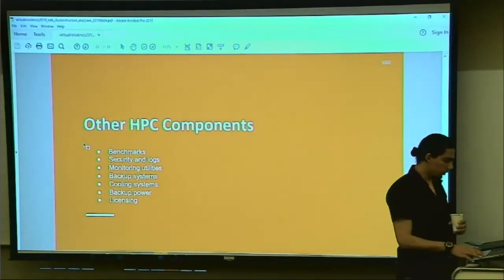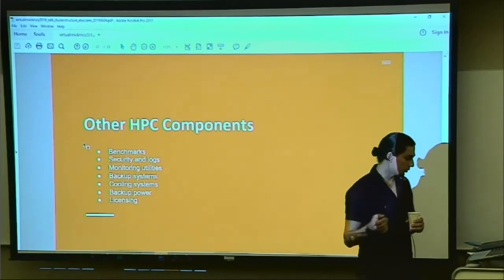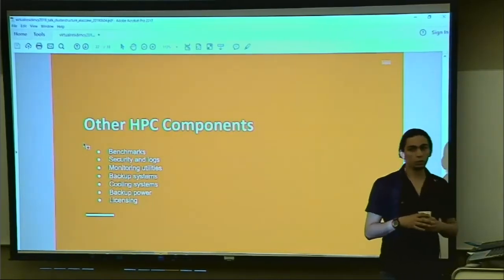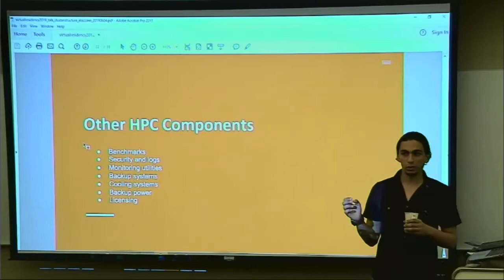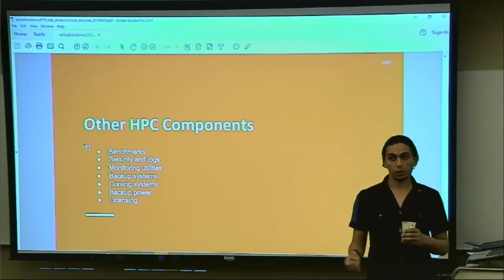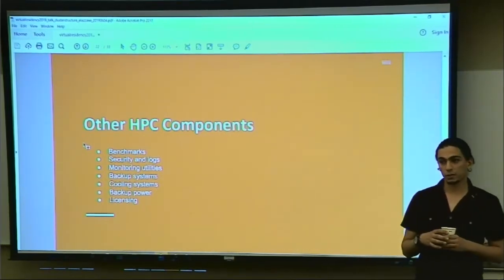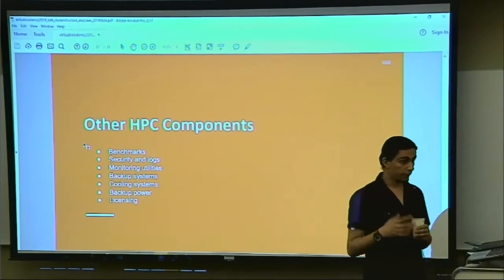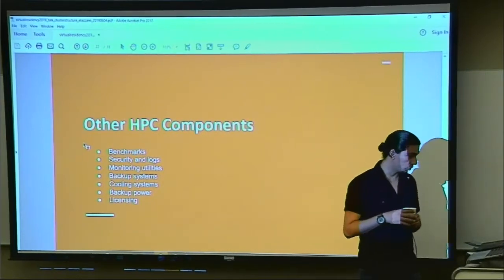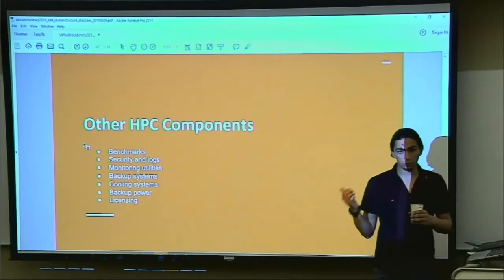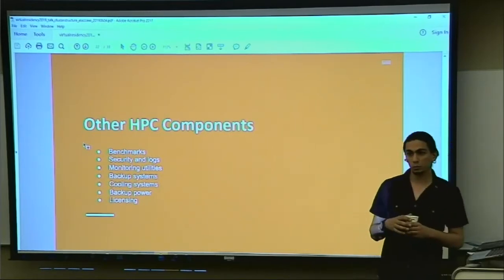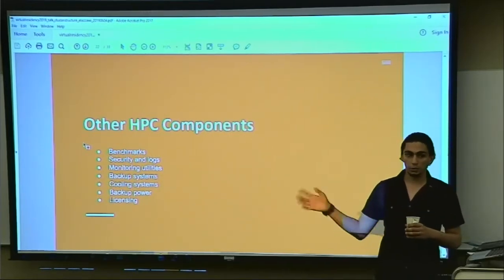And then there are some other components that we still need to touch on. So how do you make sure that your supercomputer as delivered is what you asked the vendor for when you purchased that machine? Like it can do the job and all this, so you want to check on benchmarks. That's one of the first things that we do. Like you get a new machine.